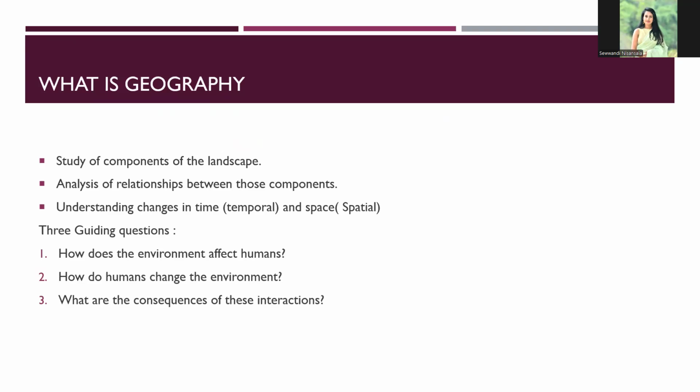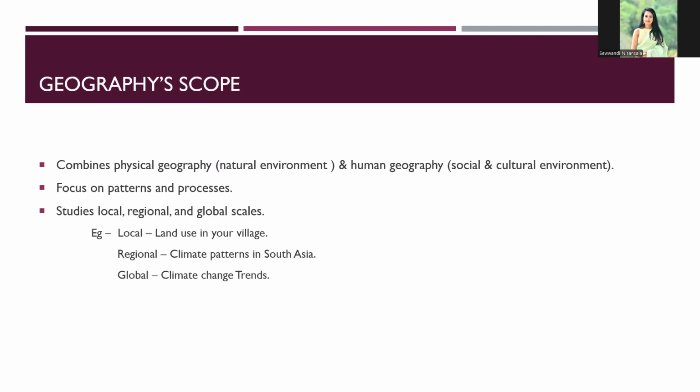Okay, now let's move to our next part, geography's scope. Geography is a bridge between the natural sciences and the social sciences. On one side, we have physical geography, things like rivers, climate, soil. On the other side, we have human geography: cities, population, and culture.